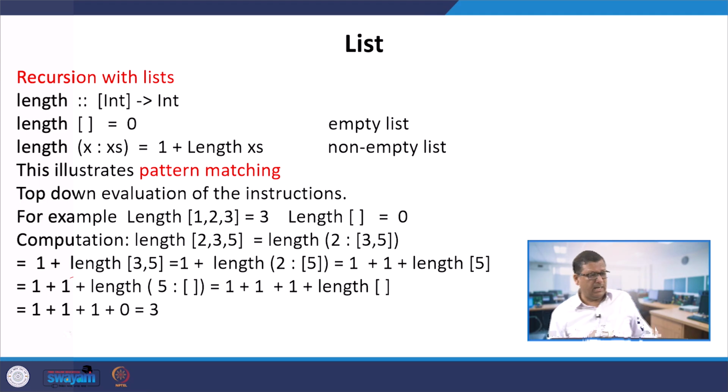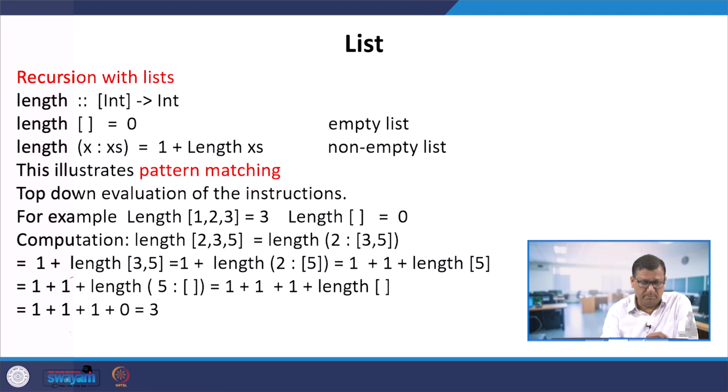Now length is again one of several inbuilt functions in Haskell to do different operations on a list. Length, for example, is a very common function. The length of a list will give the number of elements in the list. So let us see how it is internally implemented.